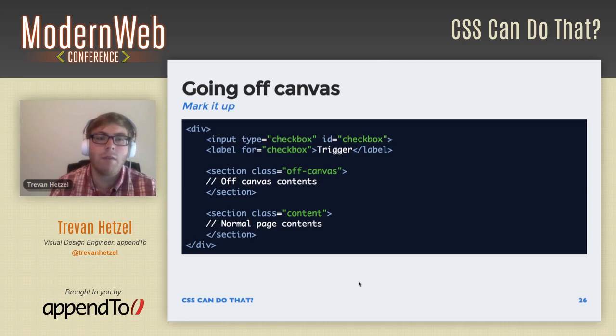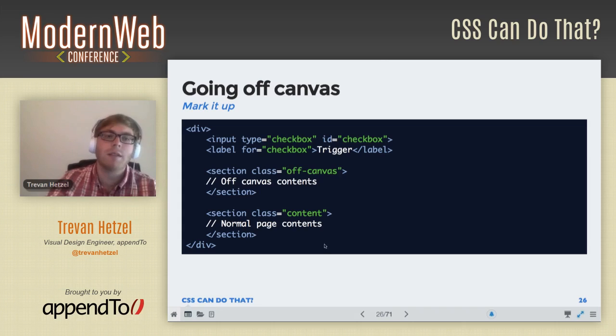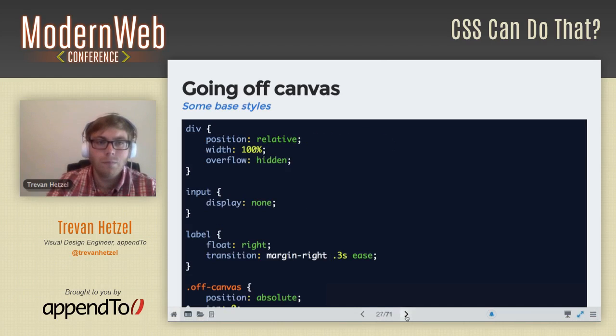And then after that, you have a section with a class of content, and that's just your main page contents. If we were doing this from the ground up, going mobile first, creating a site-wide off-canvas situation, everything inside your page, like your header, your footer, and all of that, would go inside of this content element right here, so that it can get slid off the page. So that's the basic structure, pretty straightforward.